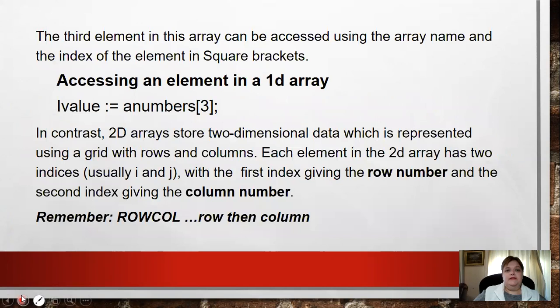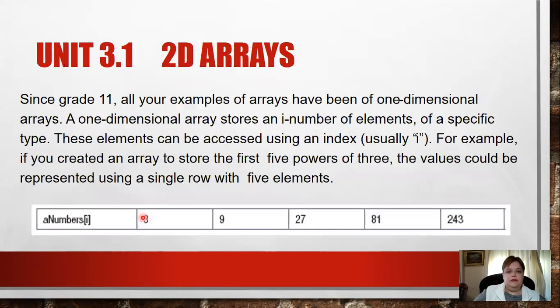The third element in this array can be accessed using the array name and the index of the element in square brackets. So accessing an element in a 1D array, I value assign A numbers 3. So let's quickly go back and see what number 3 was. 1, 2, 3. That would have been 27.